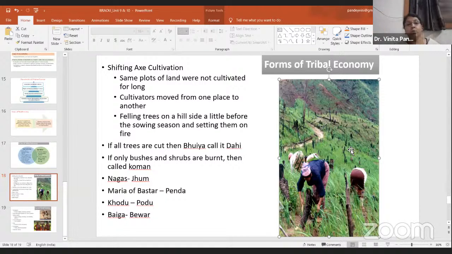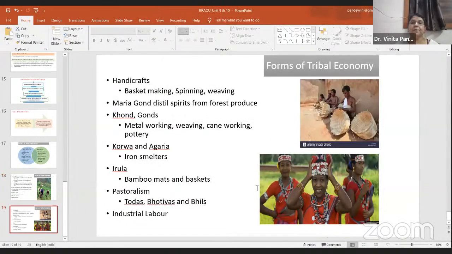Nagas call it Jhum cultivation. The Maria of Bastar call it Penda. The Kodu community call it Kodu. The Baiga tribes call it Baigur. So this indicates that shifting cultivation was there in almost all the primitive communities.